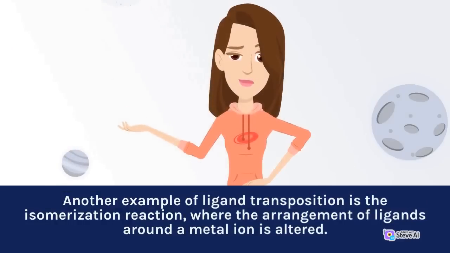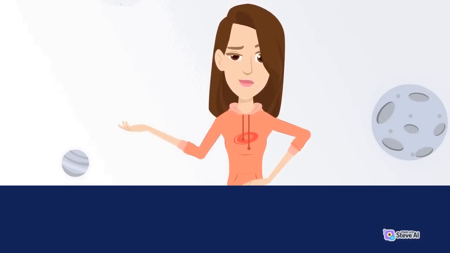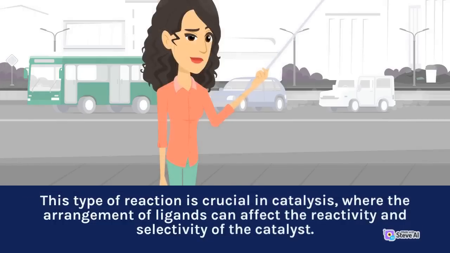Another example of ligand transposition is the isomerization reaction, where the arrangement of ligands around a metal ion is altered. This type of reaction is crucial in catalysis, where the arrangement of ligands can affect the reactivity and selectivity of the catalyst.